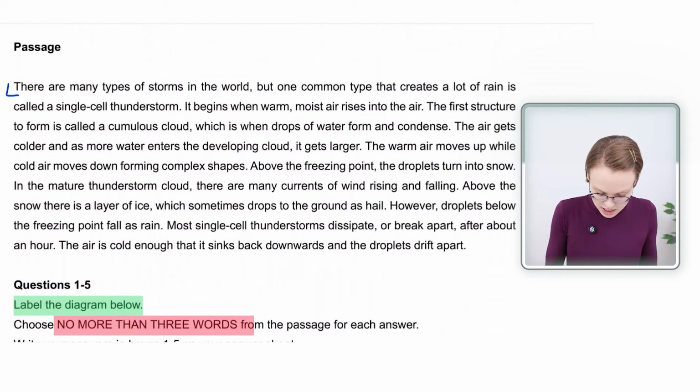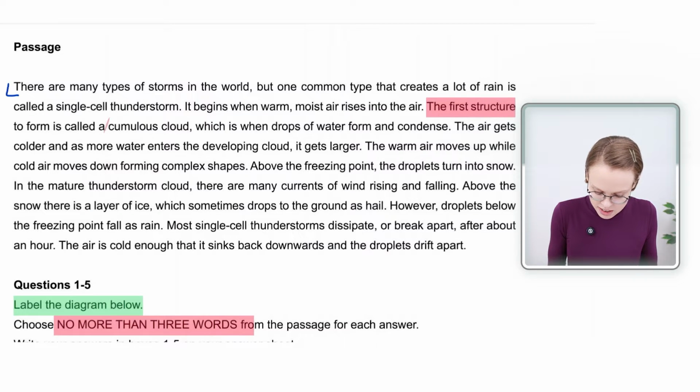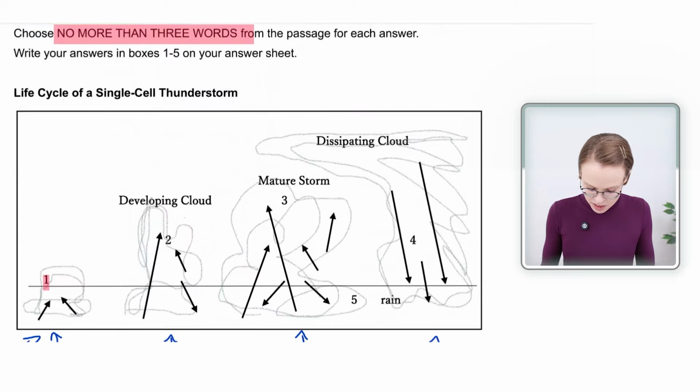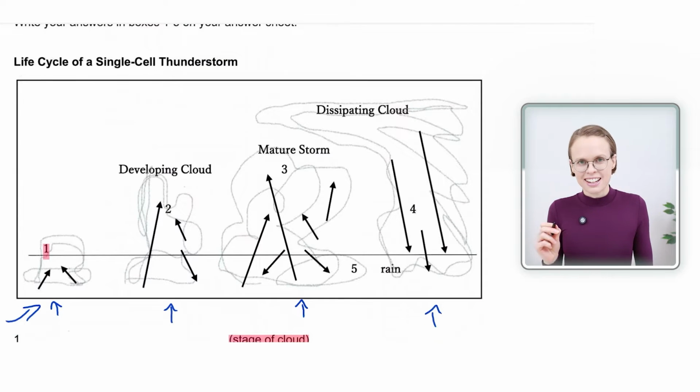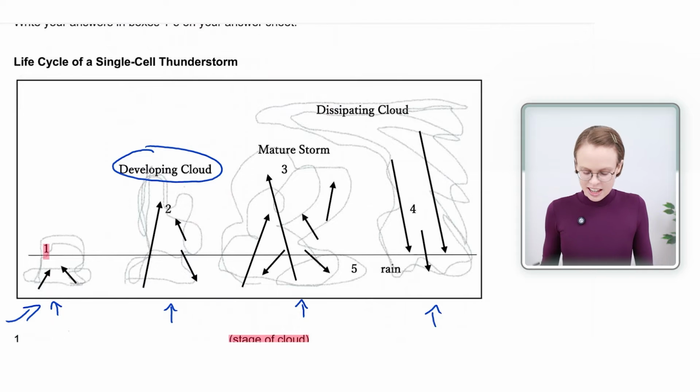The passage says the first structure to form is called a cumulus cloud, which is when drops of water form and condense. Let's read the sentence after that to see whether this sentence says anything about the developing cloud here. If you are unsure whether this is the correct answer, you can always go 1 or 2 sentences ahead, read them, and check whether you have picked the correct answer.